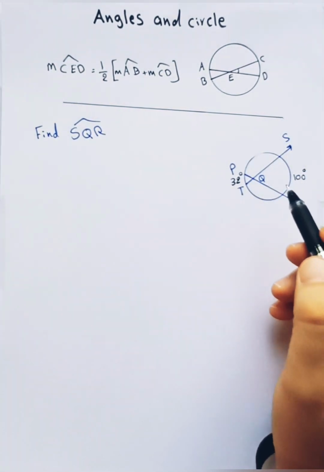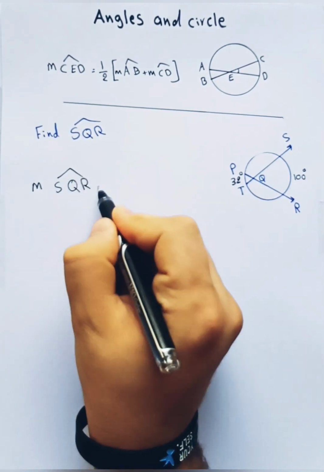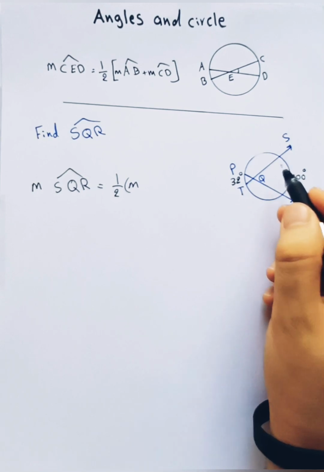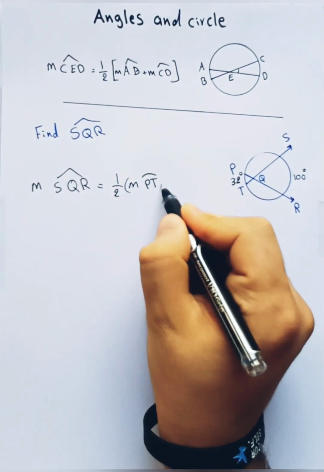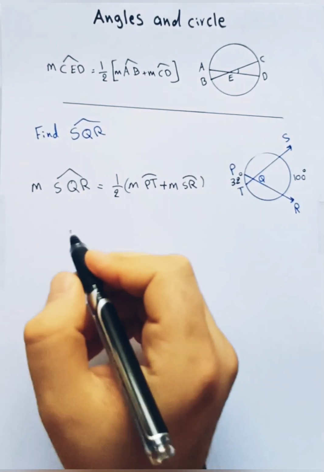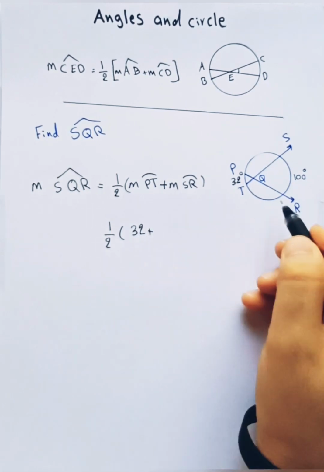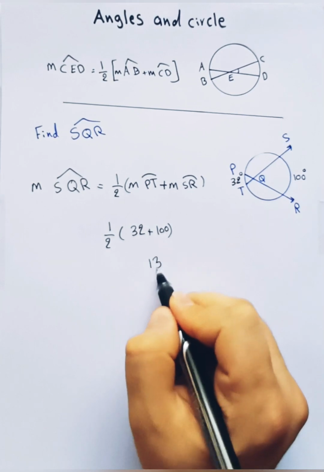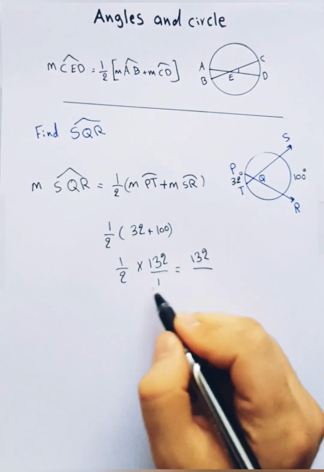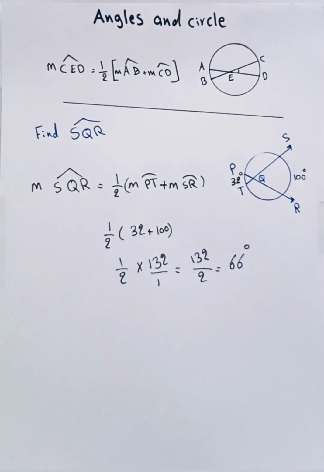In this example, you have to find the measure of angle SQR. So the measure of SQR equals 1 out of 2 the measure of arc PT plus the measure of arc SR. So 1 out of 2, PT is 32 plus SR is 100. So 32 plus 100 equals 132 multiplied by 1 out of 2. You have to change this whole number into a fraction. 1 times 132 is 132, 2 times 1 is 2, 132 divided by 2 is 66 degrees. So the measure of SQR equals 66 degrees.